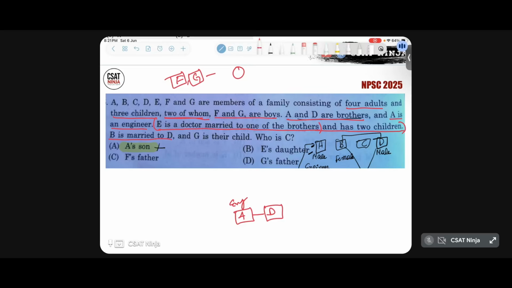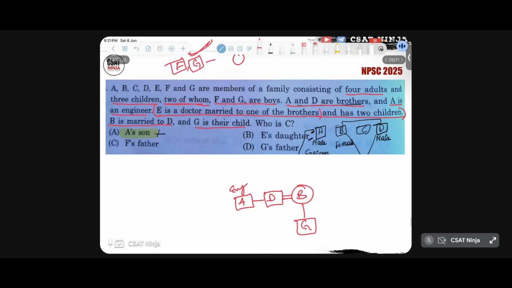B is married to D. That means this is my confirmation here. That means B is a female member there, and it is married to D. And G is their children. Remember, what is G's gender? G is a male there.